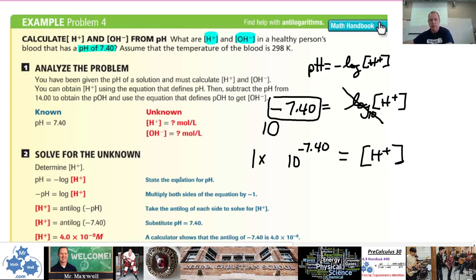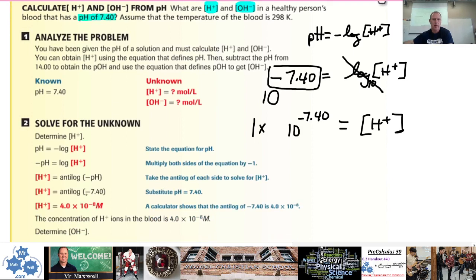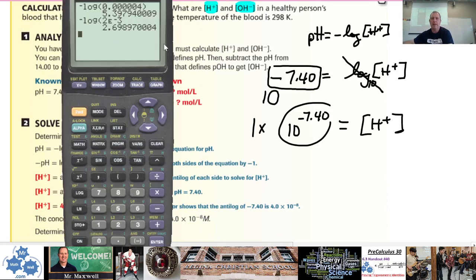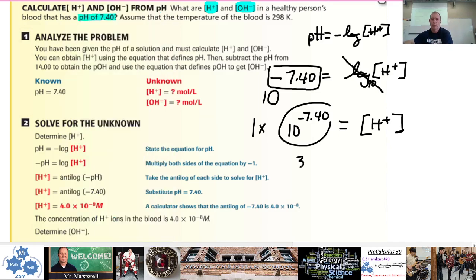Let's go down here. Now, what is that, 10 to the power of negative 7.40? You don't want to leave it like this. Probably you want a decimal or something like that. So let's finalize this. 10 to the power of, and I'm going to use my second function here, 10 to the power of, and I put in negative 7.40. And I get 3.981 times 10 to the negative 8. Or 3.4 times 10 to the negative 8.